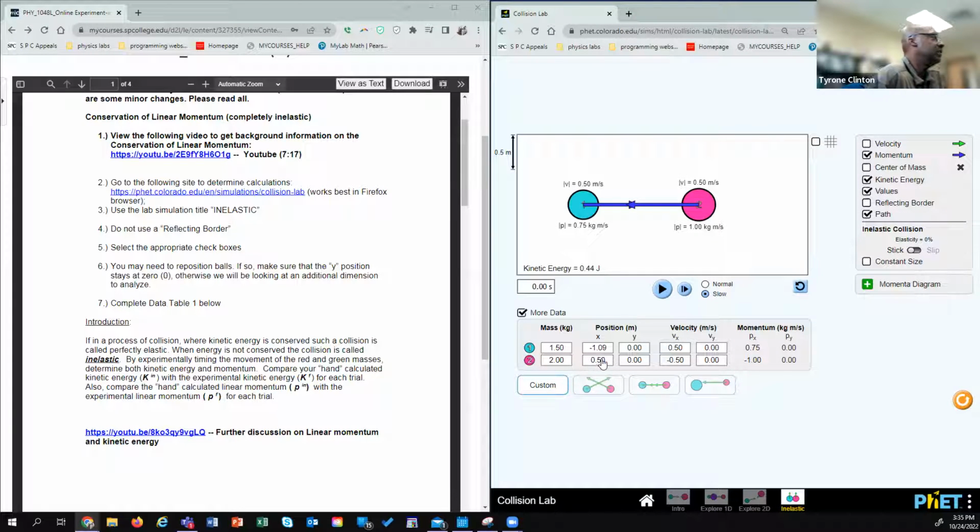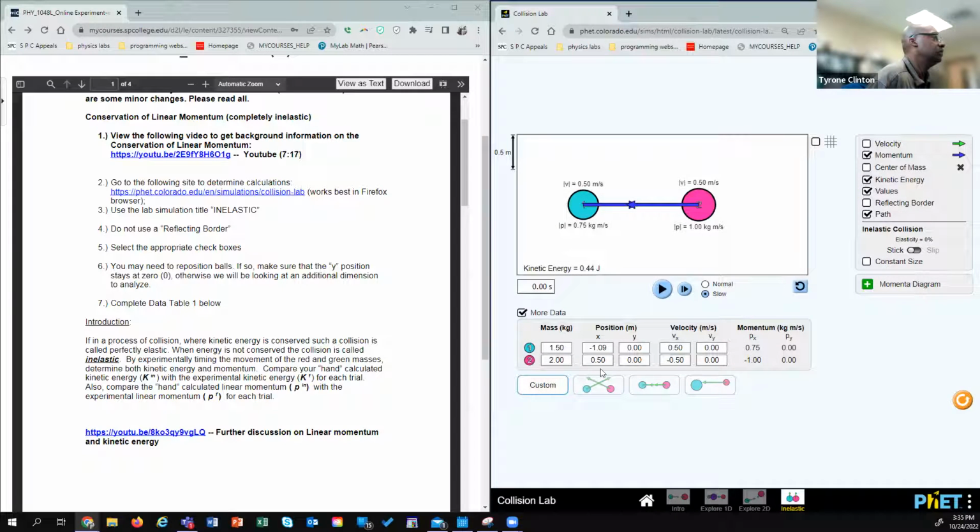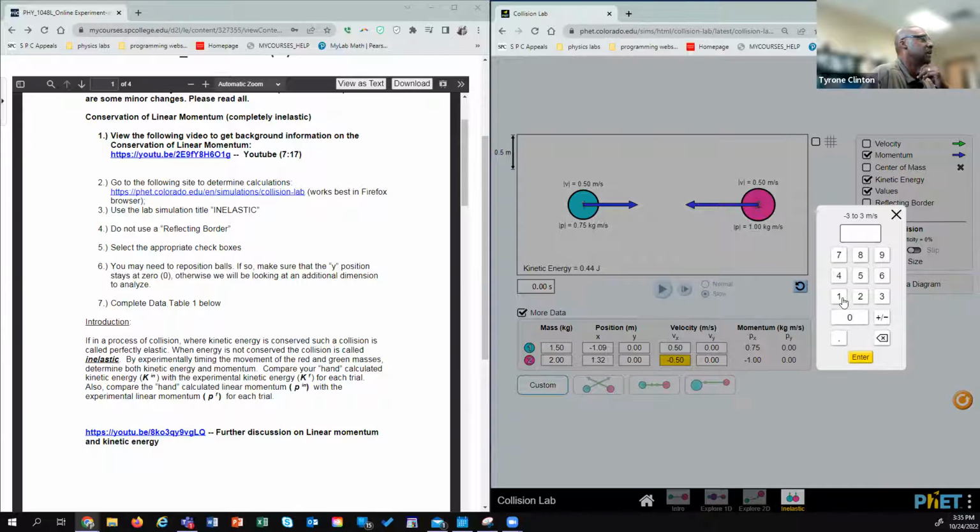For the second one, let's just say I change this to 2 kilograms. And let's just say its velocity, the pink one, I made up something. Its position, well, let's change that. Let it be positioned somewhere else, and let's say it's 1.32. But let's let the velocity vectors go in the same direction. So let's just say that this one is 1.5 meters per second.